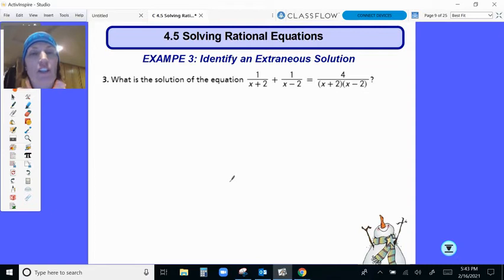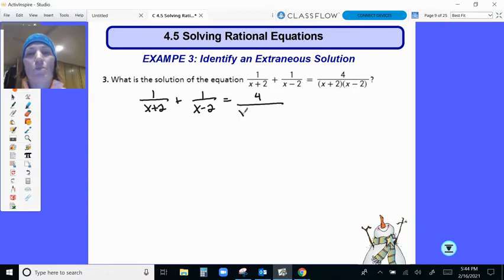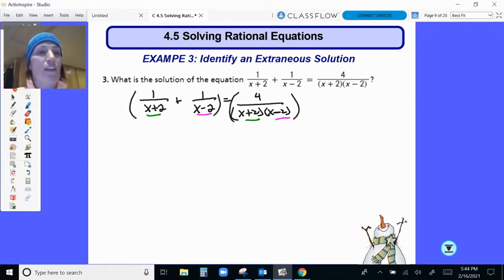All right, so let's look at this guy here. We have this function here, so let's go ahead and solve 1 over x plus 2 plus 1 over x minus 2 equals 4 over x plus 2 times x minus 2. Okay, so let's see what our LCM is. We have an x plus 2 and an x minus 2 that we have to multiply by. So I'm going to multiply both sides of my equation by that LCM. So x plus 2 on both sides and my x minus 2. Whoops, that is a minus 2, I promise.